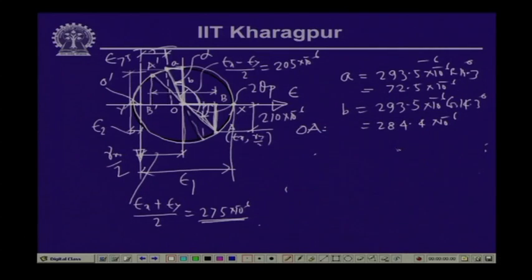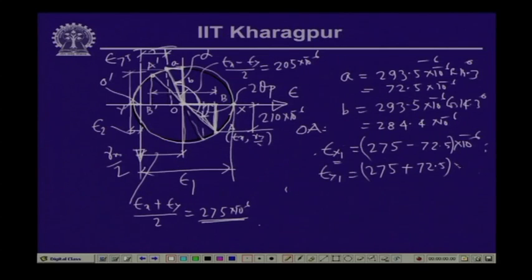So, once we know a and b, then epsilon x1 is equal to the distance O dash minus a. Now, distance O dash is 275, minus 72.5 will give us the value of epsilon x1, and epsilon y1 will likewise be 275 plus 72.5 into 10 to the power minus 6. And gamma x1y1 by 2 is equal to the distance b, which is 284.4, and thereby gamma x1y1 is equal to 568.8 into 10 to the power minus 6.